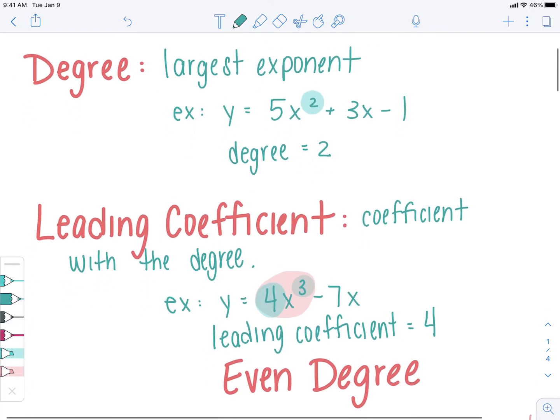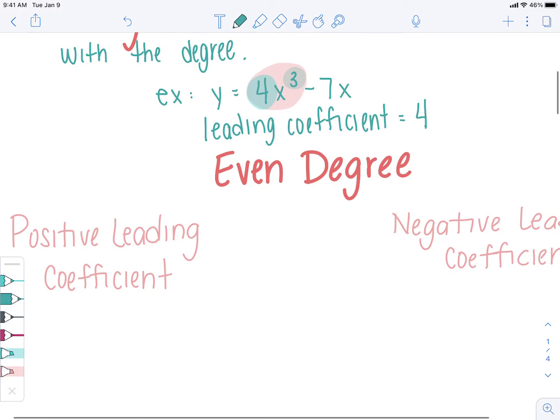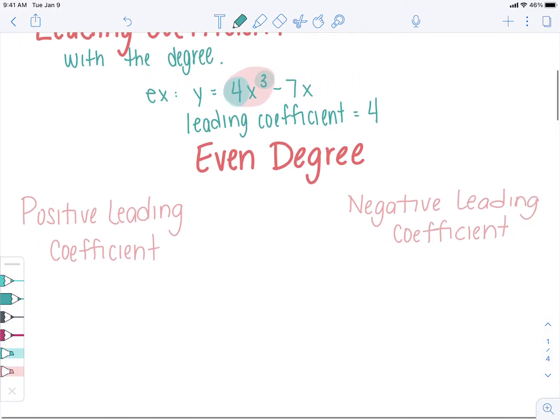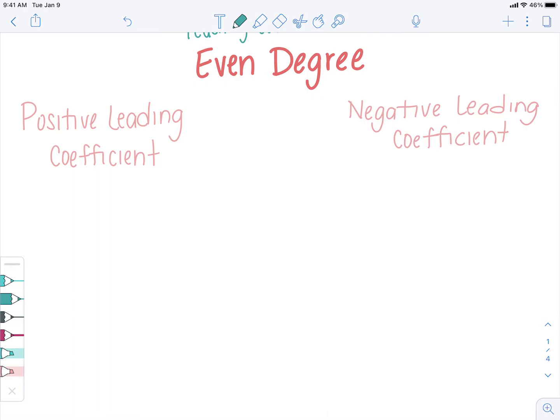So in order to decide the end behavior, we have 4 possible options because we can have an even function or we can have an odd function. And then we can have a function that's acting even and positive or even and negative. And then we can have odd and positive or odd and negative.